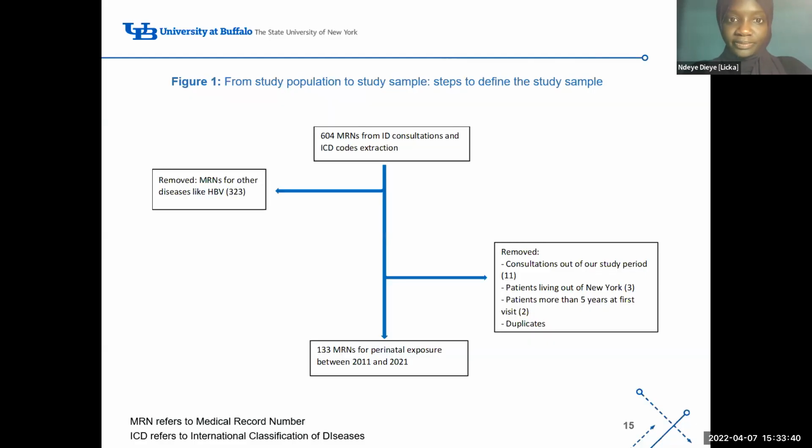So our results. To define our sample, we went from 604 medical record numbers from infectious disease consultation and ICD codes. We removed medical record numbers of patients who visited the infectious disease clinic for other diseases. We also removed patients who came to the infectious disease clinic outside of our study period, those who were living outside of New York State, those who were more than 5 years old at the time of the first visit, and we also removed duplicates. We ended up with 133 medical record numbers of patients who visited the clinic between 2011 and 2021 for perinatal HCV exposure.